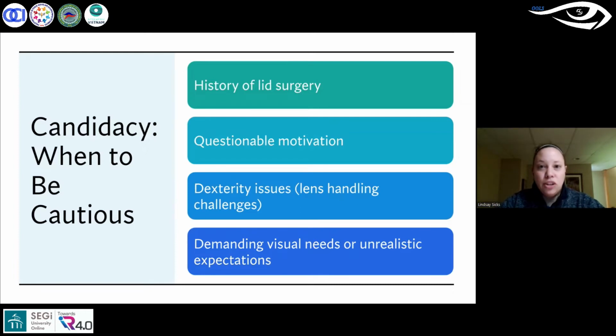Again, questionable motivation. Those patients may drop out and then you've kind of done all that work for nothing to fit them and get them going. If a patient has lens handling challenges, any specialty lens may not be the option for them. And then patients that have demanding visual needs or unrealistic expectations probably aren't the best candidates. I like to say with my Ortho-K patients, I love it when they're 20/happy, right? Because they could be a squishy 20/25 or 20/20 and they're happy as a clam that they don't have to wear lenses during the day.